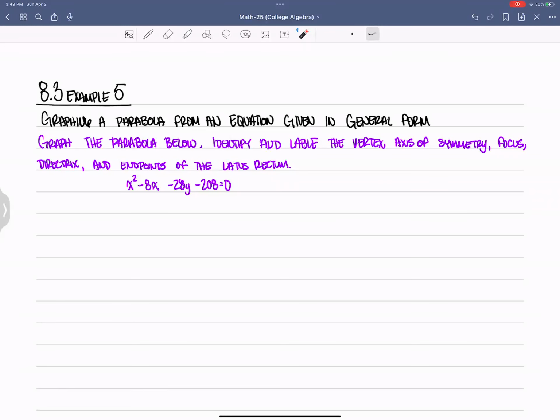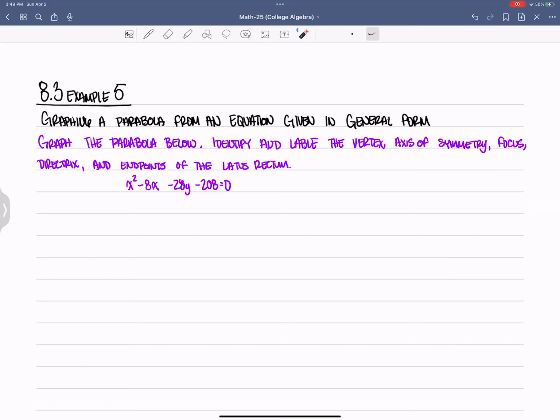Section 8.3, example 5, graphing a parabola from an equation given in general form. Graph the parabola below, identify and label the vertex, axis of symmetry, focus, directrix, and endpoints of the latus rectum. So basically everything we have done so far, just mixing in some of this stuff here.